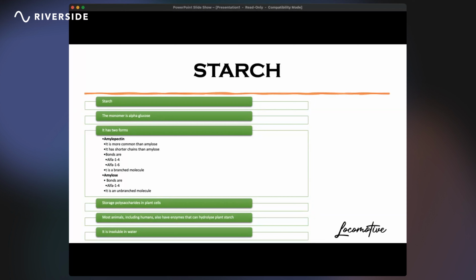It's a branched molecule. And another form of the starch is amylose. Bonds are alpha 1 and 4. Is it a branched molecule or not? No, it's not a branched molecule.